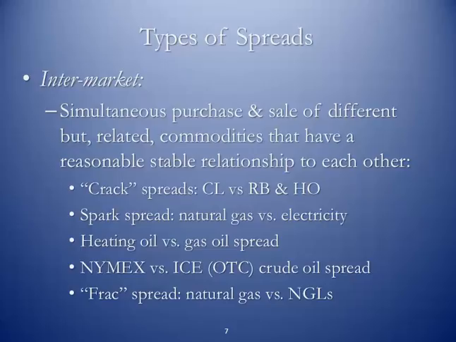Here we have a situation where we're actually using intermarkets. The markets are the different trading platforms. So savvy traders can look at NYMEX prices and the Intercontinental Exchange prices for crude oil, and they can take advantage by buying one and selling another, or selling one and buying another, electronically.